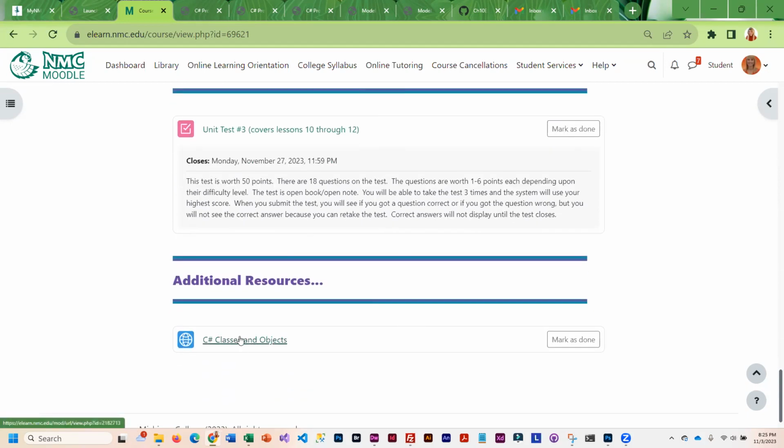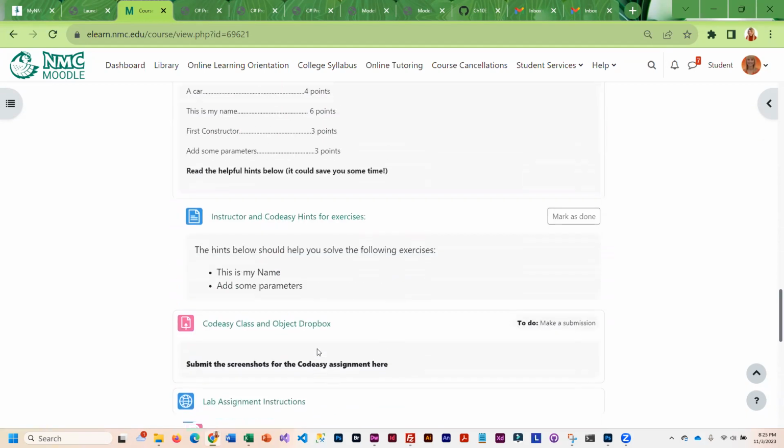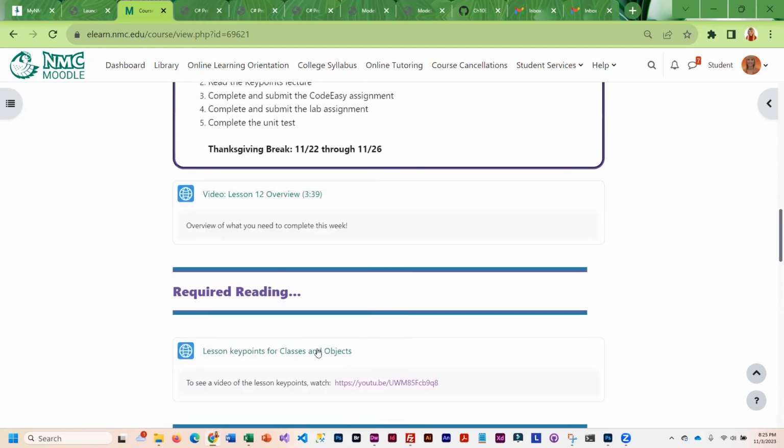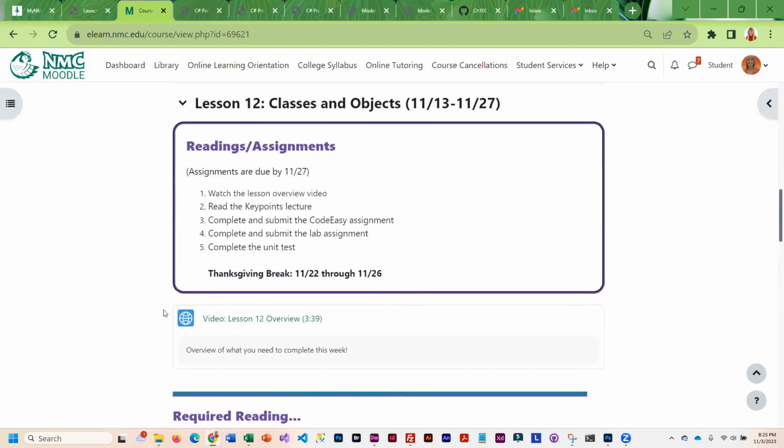Okay, and as far as additional resources goes, I did give you a link to C# classes and objects. Okay, so I love classes and objects. I love object-oriented programming. So this is kind of dipping your foot in the water and learning about the wonderful world of object-oriented programming. So if you guys have any questions, if there's anything you don't understand, I am more than happy to meet with you and explain it.